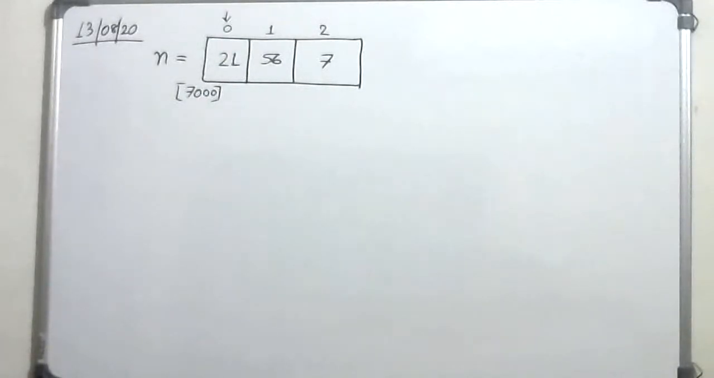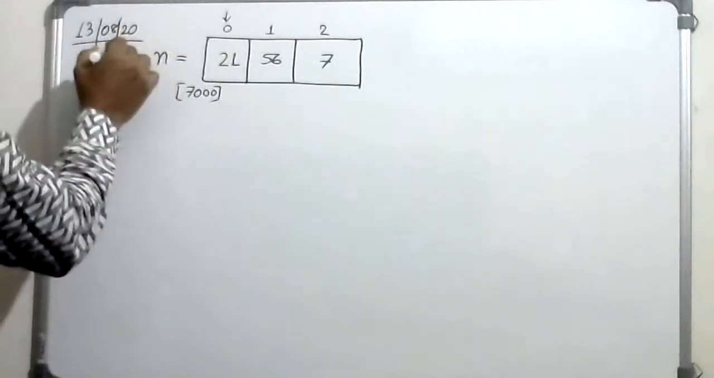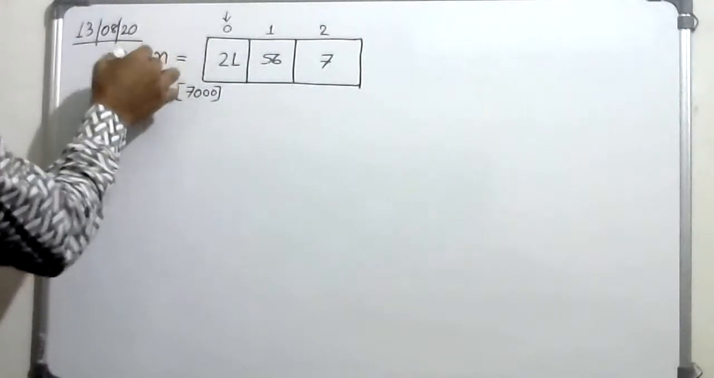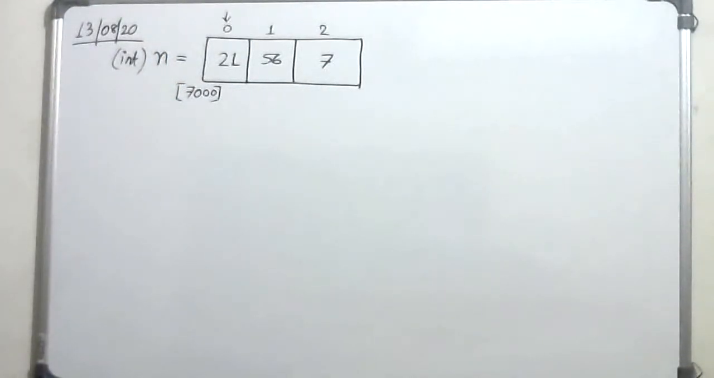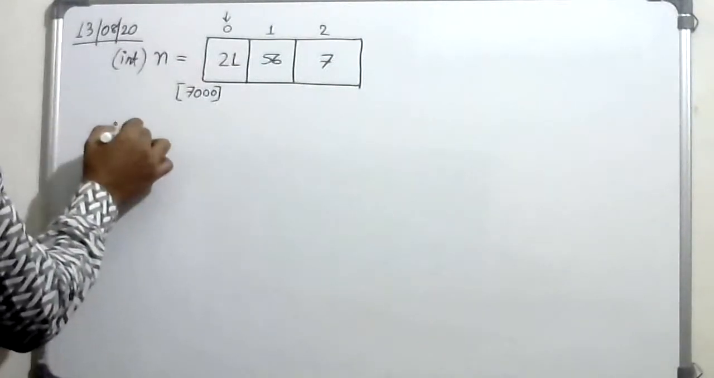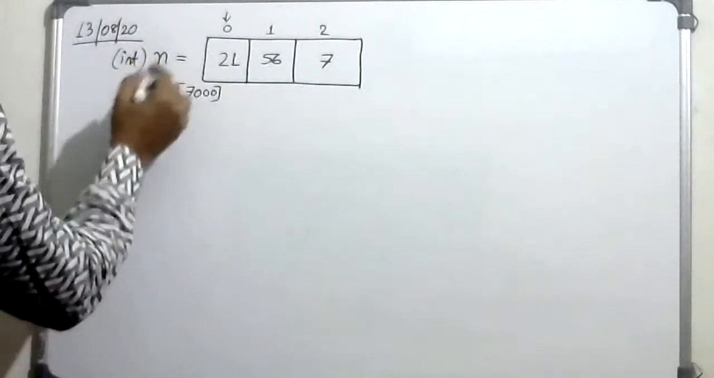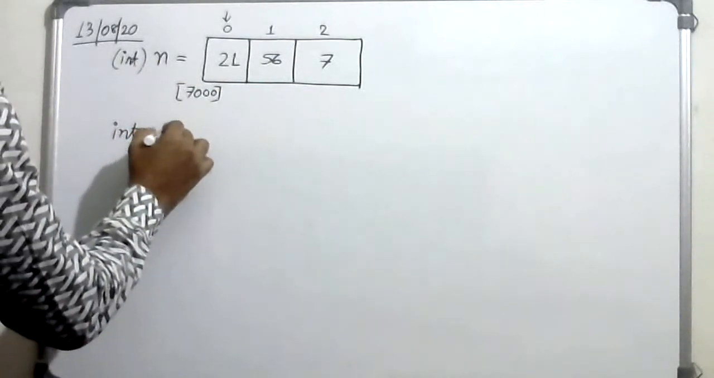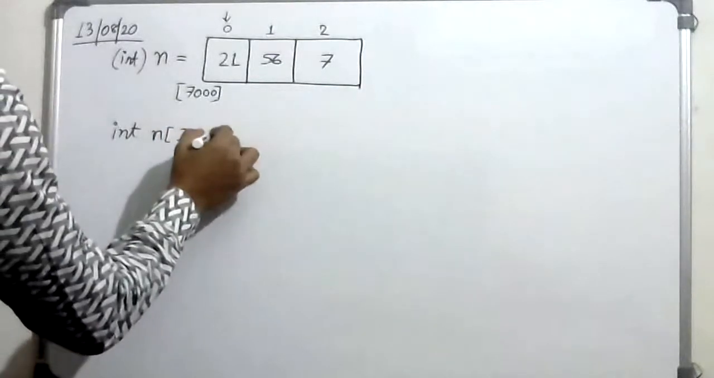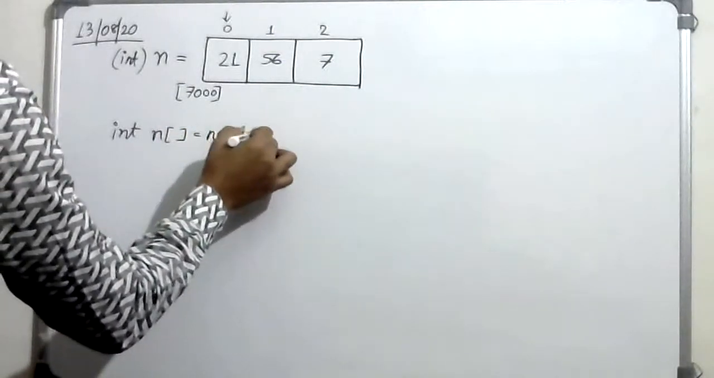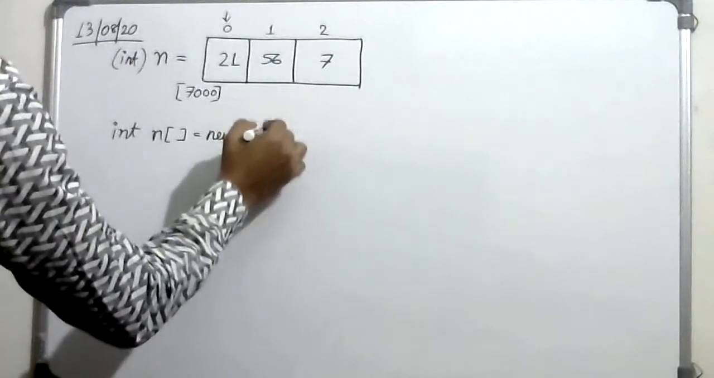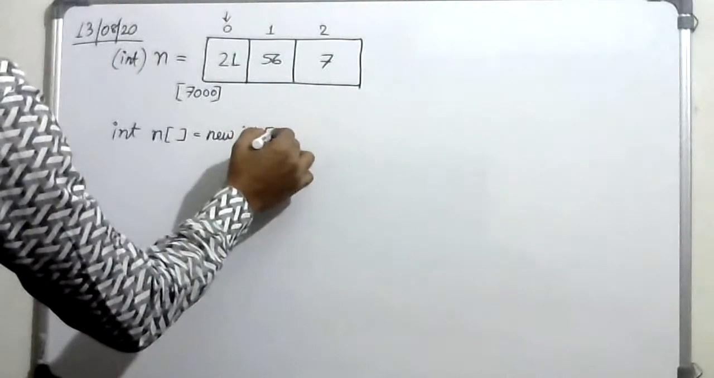Now depending on the data type of the array, let's say the data type of this particular array is int. So depending on that data type and the size of the array, the total memory is allocated at once. So let's say I have a definition something like this: int n is equal to new int, and since we're working with 3 values, let's say 3.